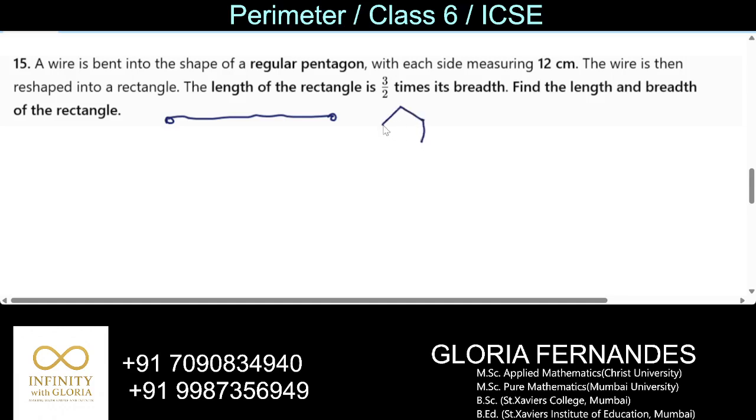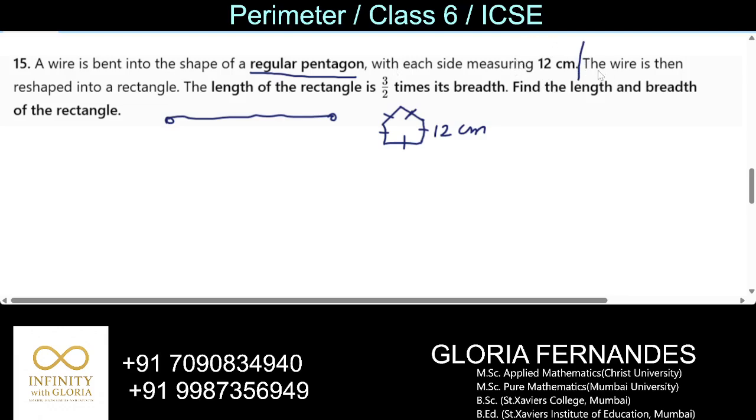You know now pentagon is how many sides? 5 sides. Okay, and they have used the word regular pentagon. What do you mean by regular? Regular means all the sides are same. Okay, all 5 sides are going to be the same. That is the meaning of the word regular. Now they have also said each side is of 12 centimeter. So this is the information about the pentagon.